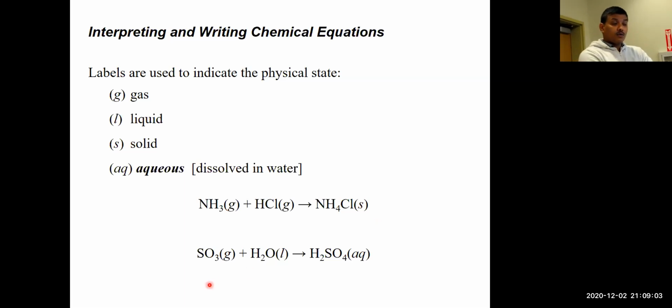And here SO3 gas is reacting with water, the pure liquid, to form H2SO4 aqueous solution. So what aqueous solution means here is H2SO4, the acid molecule, dissolved in lots of water. That's what it means.